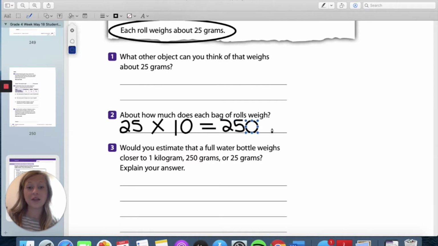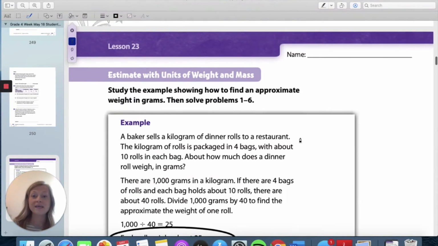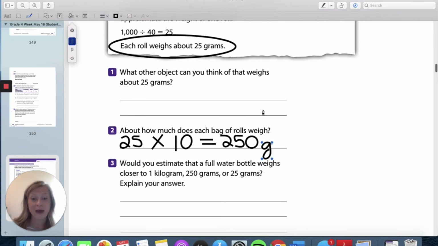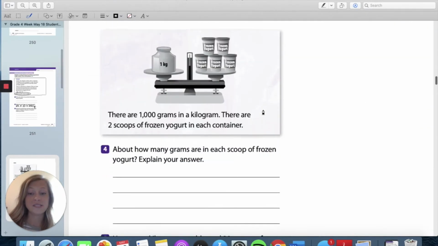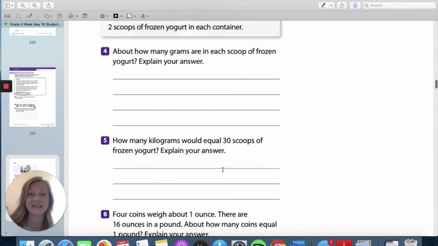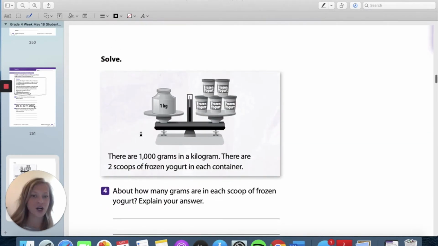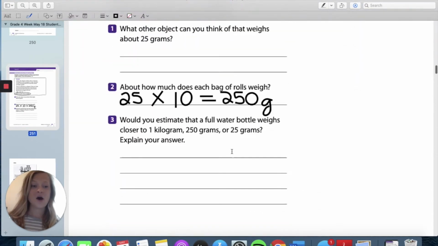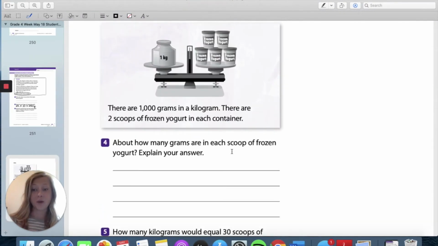And we don't want to forget our label, which is grams. So that's how we can estimate the units of mass with measurement. And I really would like you to go down and really try your best to solve 4, 5, and 6. It's having you look at this picture of frozen yogurt with a gram and then kilograms. If you pay close attention and you reference the example that is on page 251, I think you will have great success.